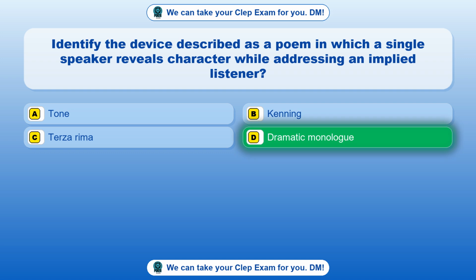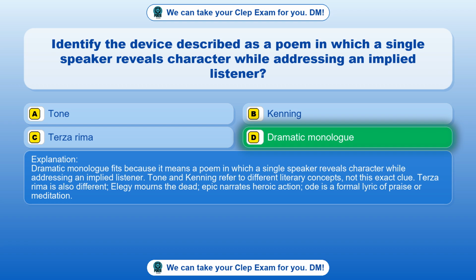Dramatic monologue. Dramatic monologue fits because it means a poem in which a single speaker reveals character while addressing an implied listener. Tone and kenning refer to different literary concepts, not this exact clue. Terza rima is also different. Elegy mourns the dead, epic narrates heroic action, ode is a formal lyric of praise or meditation.